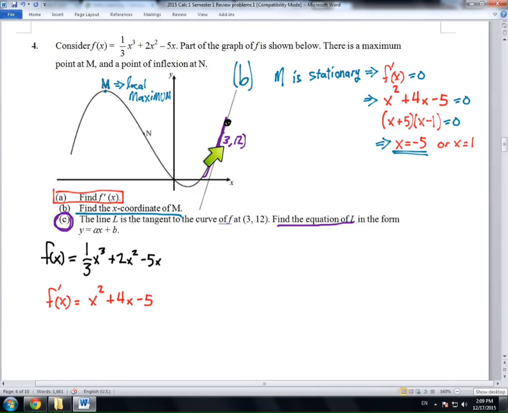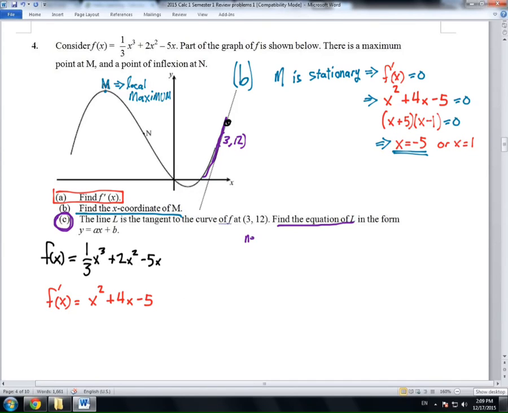So I know that when in the function up here, when x is 3, y is going to be equal to 12. And I need to find the equation of that tangent line. So I just kind of drew this little tangent line here. So we're going to expect a line with a steep slope and a negative y-intercept. So how do I find the equation of the tangent line?